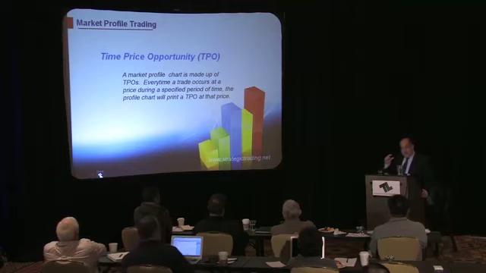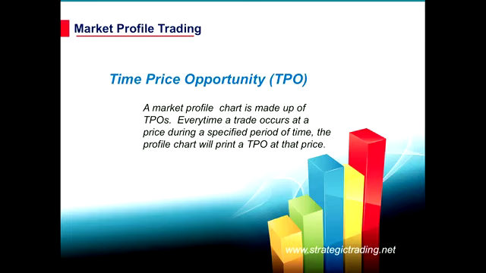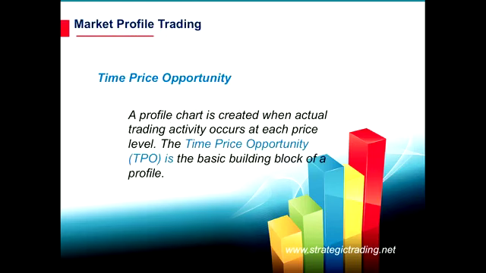If a transaction takes place in the market, at that point in time, the market prints a letter and it becomes a piece of data. So we know for sure that these are points of activity. We don't know if they were selling or buying, but we do know that it was a point of activity. So the TPO is the basic unit. Every time a trade occurs at a price during a specified period of time, the profile chart will print a TPO at that price. It is the basic building block of the profile, and we will learn how to use that.